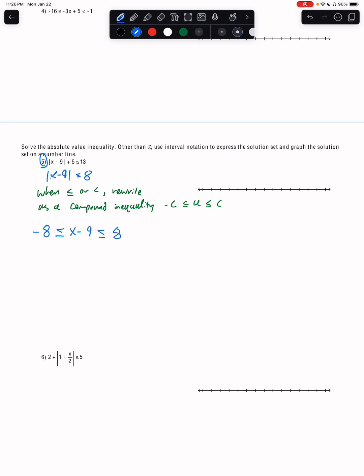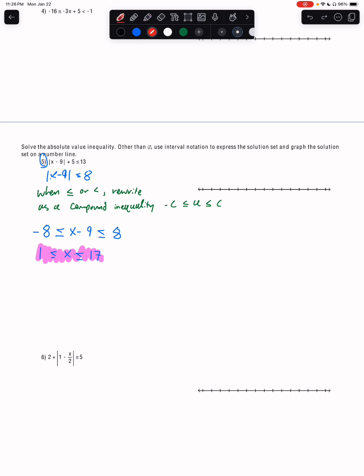Then we're going to add plus 9 to all sides. So the left side, the middle side, and the right side, which gives us 1. Just leaves us with x here. Gives us 17 over here. And this would be our answer. It's really not hard to solve. It's just going to be hard to remember the rules that I'm going over with it.